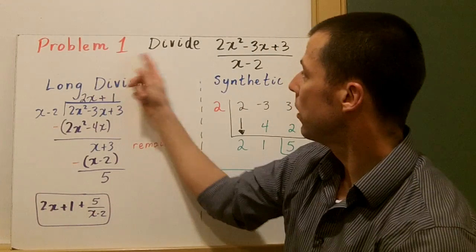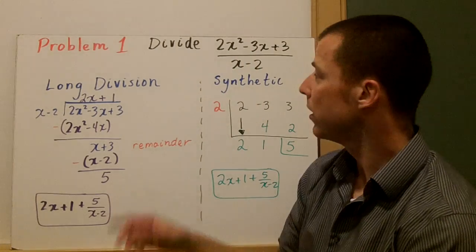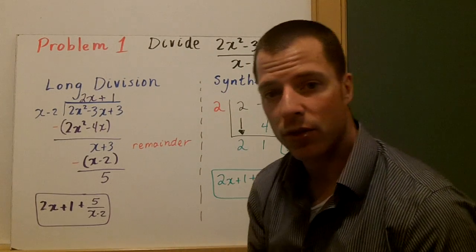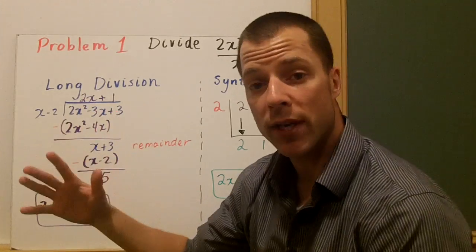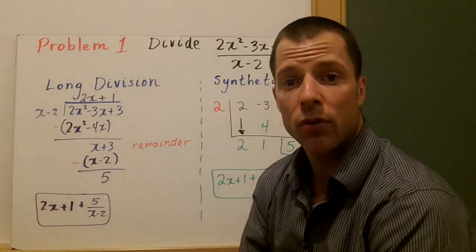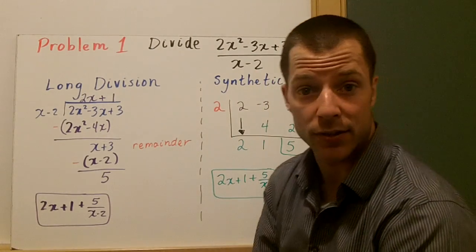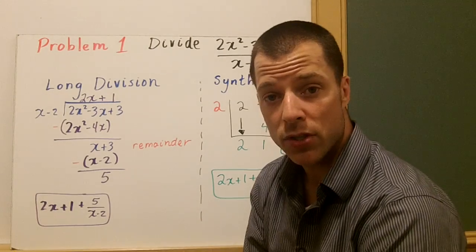Okay, so in problem number 1, we're going to divide 2x squared minus 3x plus 3 by x minus 2. And what I've done here is set up two ways to do this. I've set up long division and I've set up synthetic division. Remember, we can only use synthetic division if we have a linear factor. Okay, so it's really important to realize.